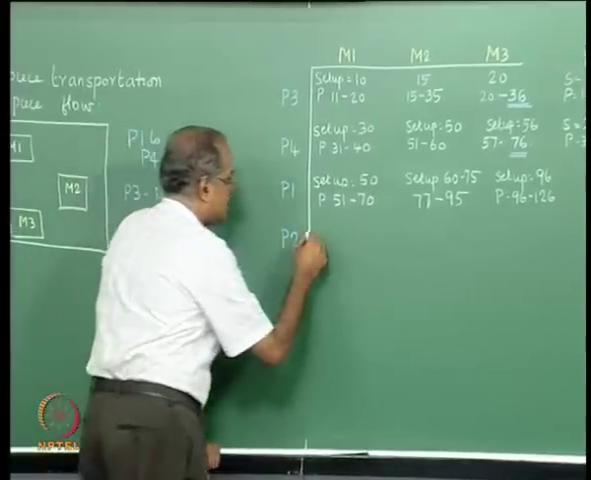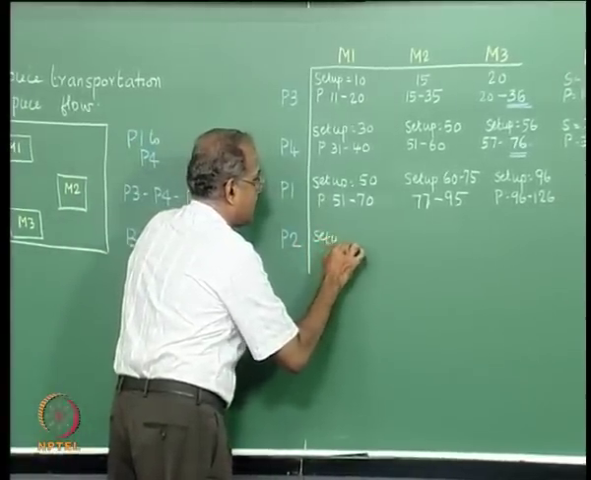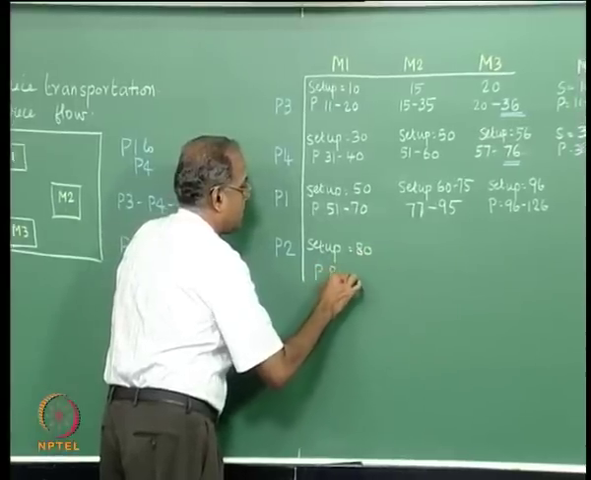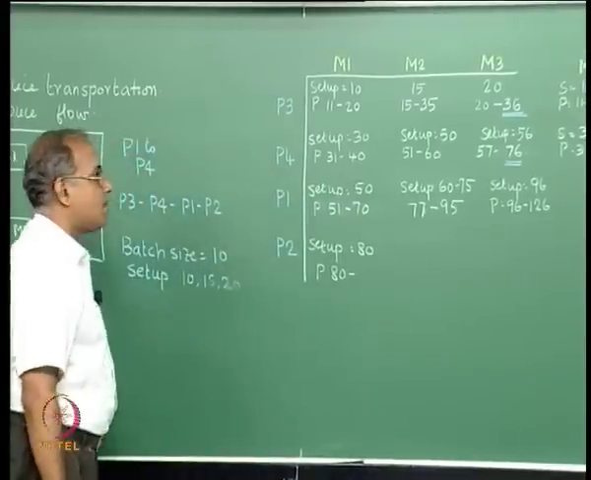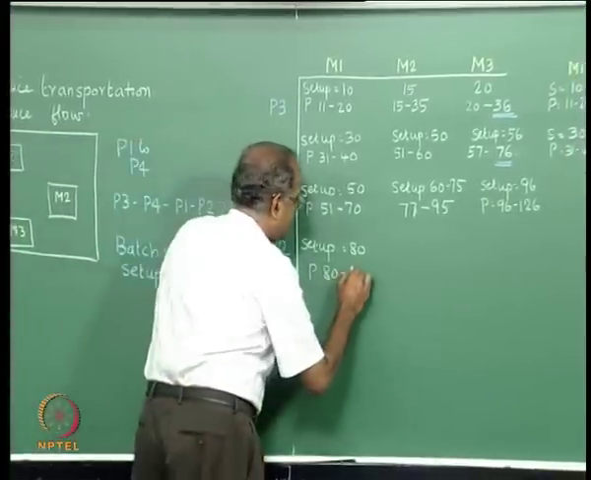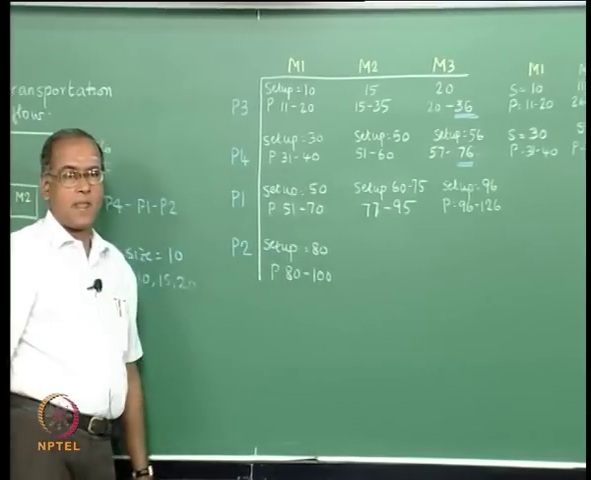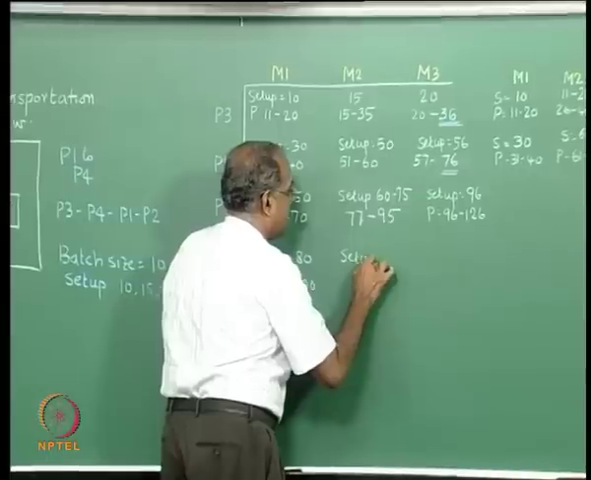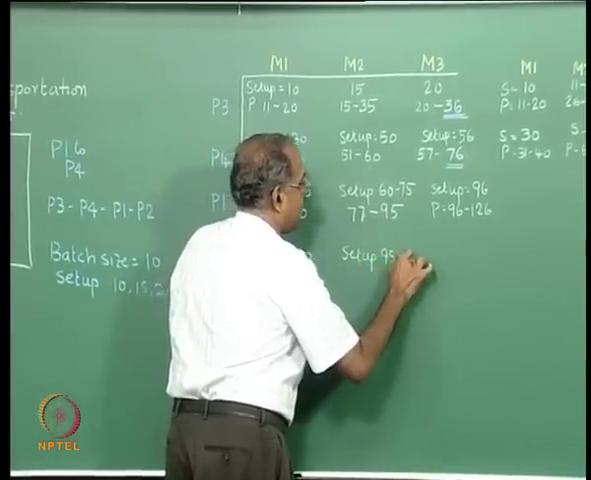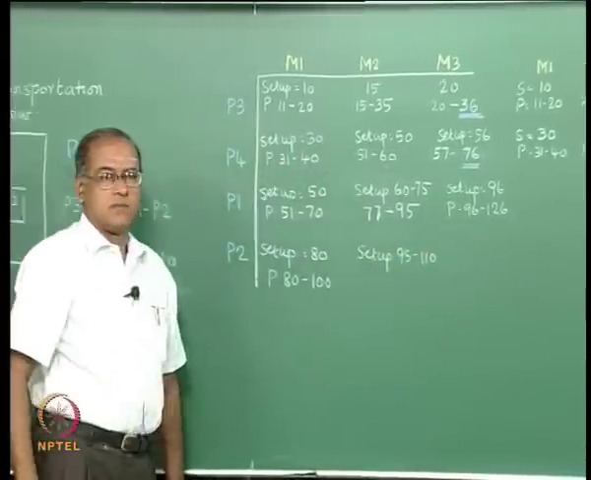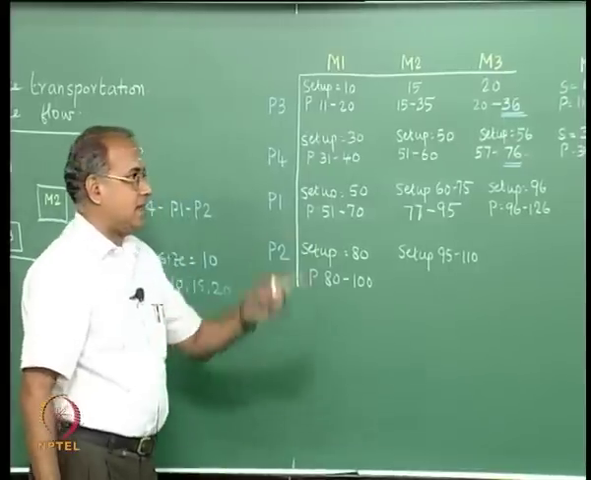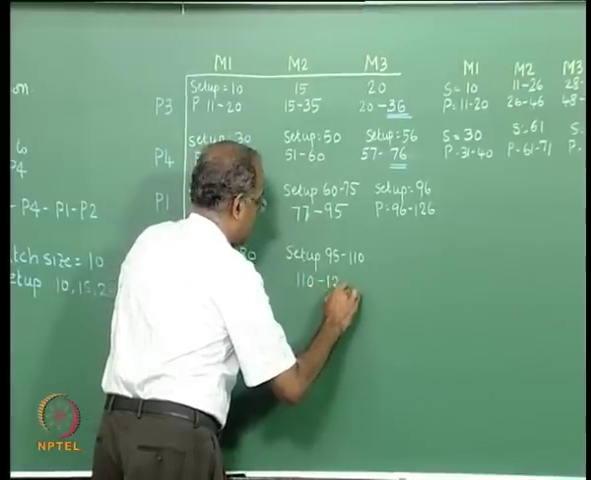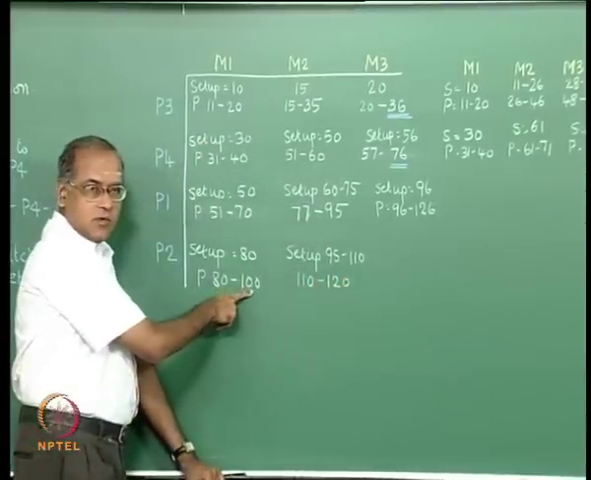The last one, setup time will start at 70 and be over at 80. Production will be from 80 to P2, so 2 time units, 80 to 100. So here setup can start at 95. So setup is 95 to 110, takes 1 unit of time. So production is 110 to 120, by which time this would have come out.